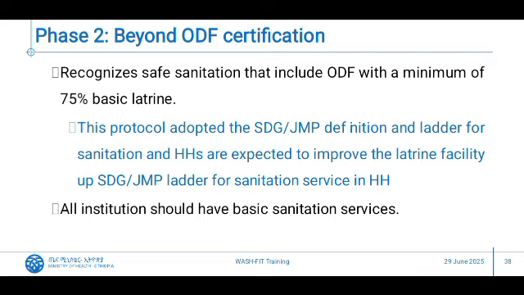This protocol adopted the SDG or JMP definition and ladder for sanitation, and households are expected to improve the latrine facility up the SDG or JMP ladder for sanitation service in households. All institutions should have basic sanitation service.